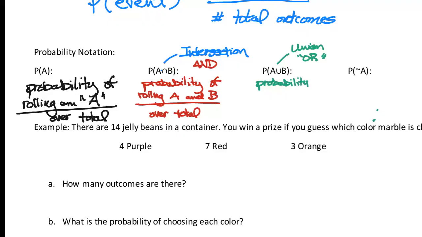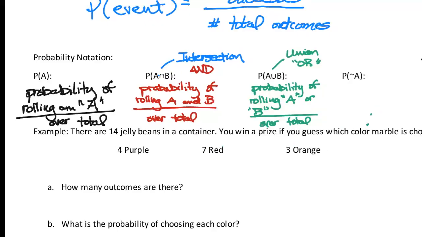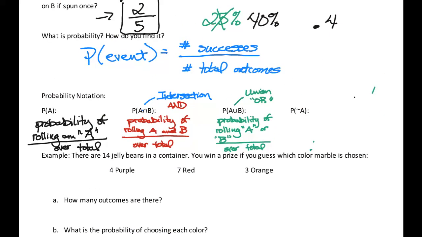Probability of rolling an A or a B over the total. But, there's a but in there. It's a little bit more than that, okay? And I'm going to make this kind of come up here.